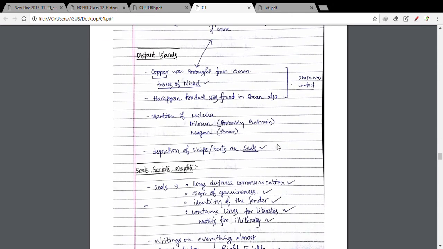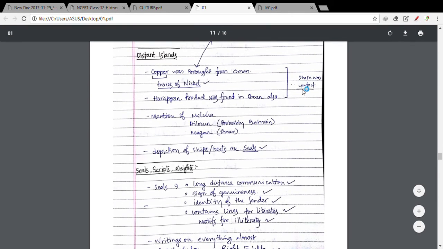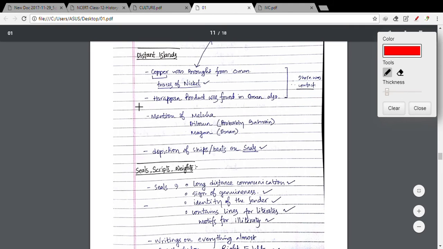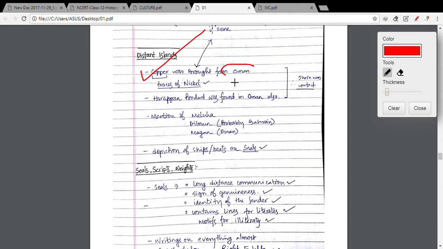Now if we talk about the distant lands and the Mesopotamian scriptures, then we found that copper was actually brought from Oman, and Oman was named Magan in that scripture. Dilmun is named as Bahrain, the modern day Bahrain. So there was contact with the Harappan civilization and the faraway lands.